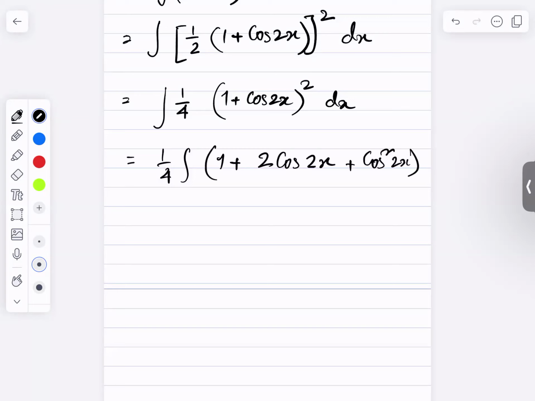So 1 over 4, 1 plus 2 cosine 2x is fine, but this square cannot be dealt with right away. So therefore, what I'll do is I'll use this formula once again.